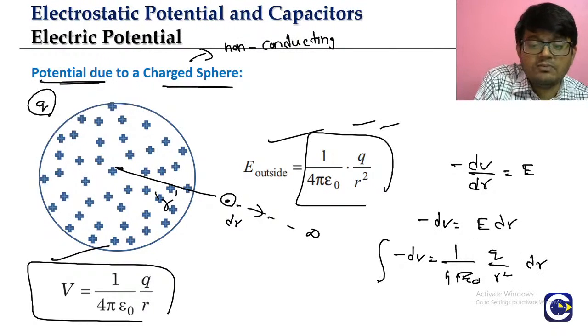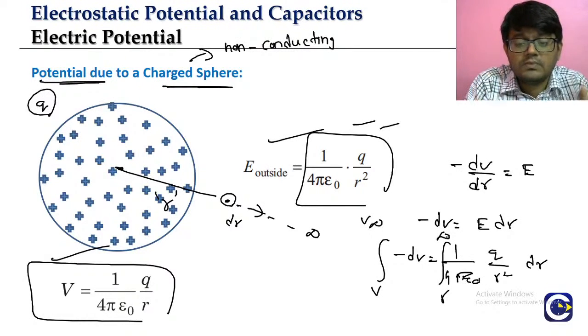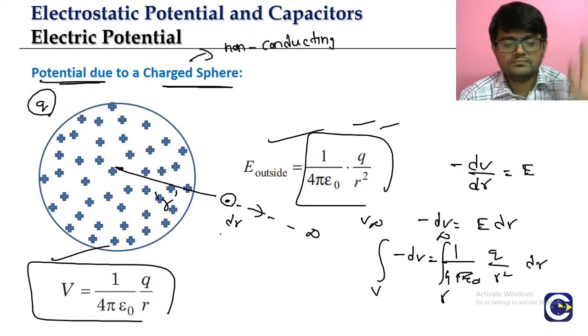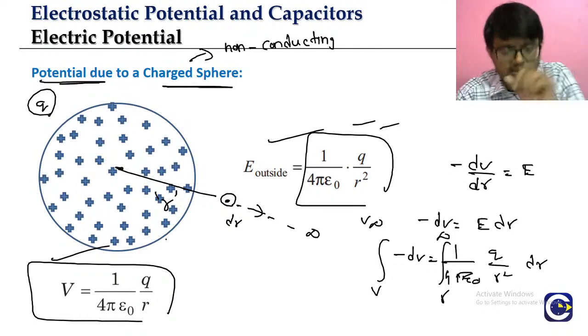The left hand side limits will be V to V infinity, and on the right hand side r to infinity. We do the same derivation. What will you get? The same value. The potential at a point outside due to the charged sphere will also be the same, which is 1 by 4 pi epsilon naught q by small r.